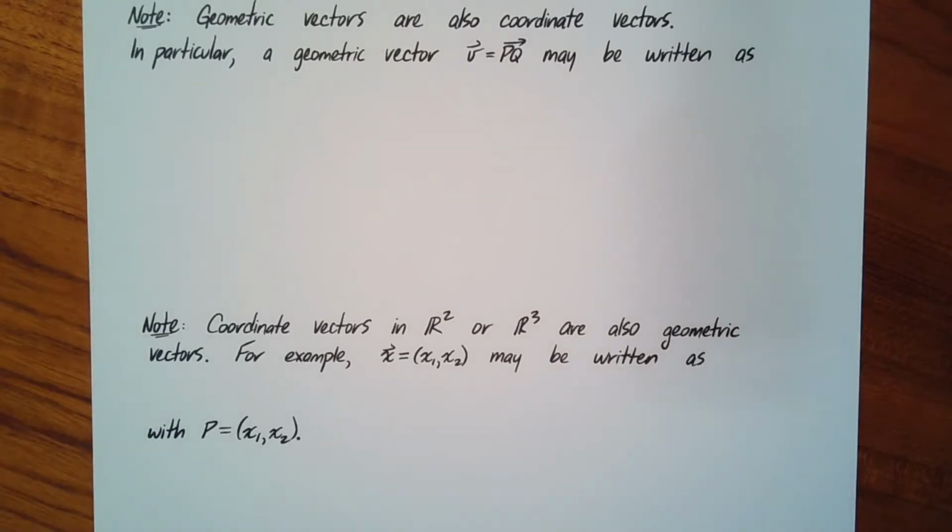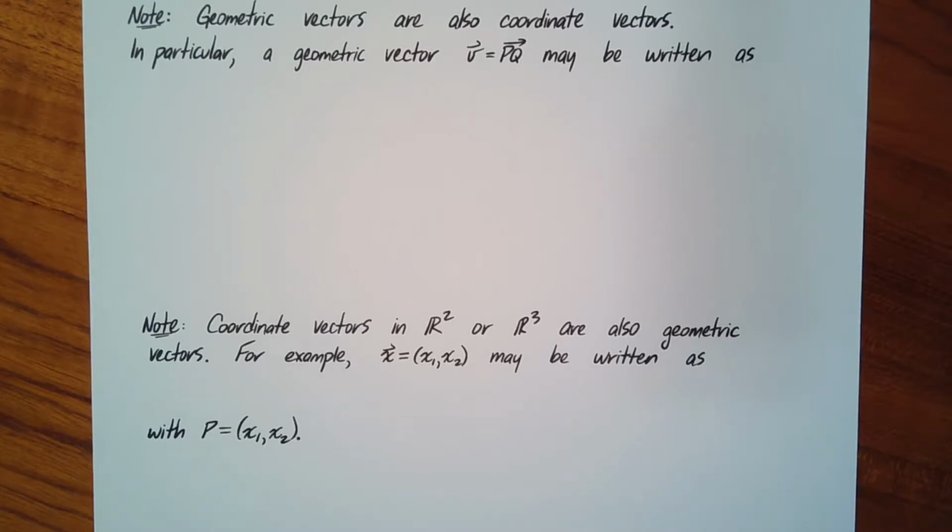So at the end of the last clip, we introduced a notation for a so-called coordinate vector. And I gave the impression that coordinate vectors were a generalization of geometric vectors because they allow you to work in higher dimensions than simply just two-dimensional space or three-dimensional space. But I didn't really justify that. And what would be required to justify that?